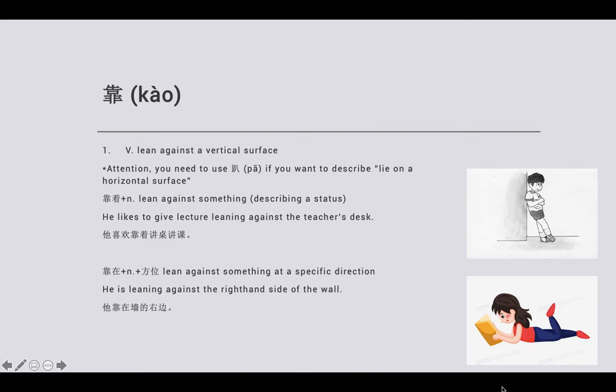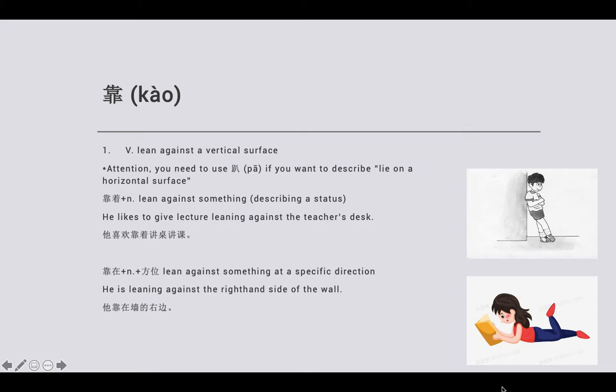As you can see already in the two pictures that I put on the right side of the screen, the first one is lean against the wall, so it's 靠在墙上, 靠在墙上. And the second one is actually lying on the floor, so it's 趴在地上, 趴在地上. So try to pay attention to the differences between these two. And when you want to say lean against something, you have two different ways to express this idea.